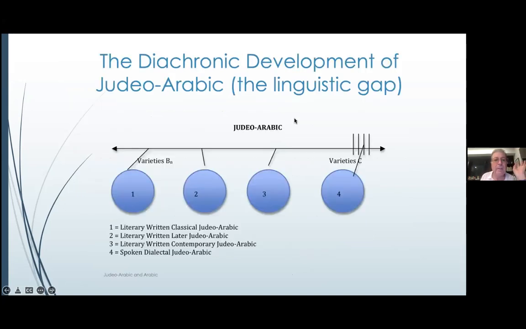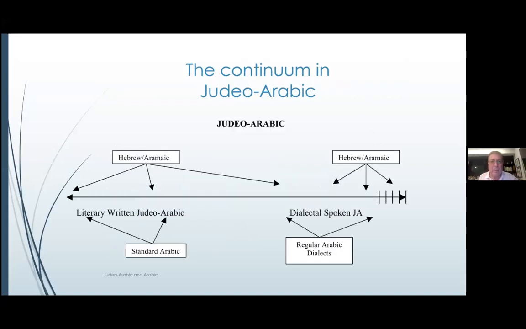I can skip this. This is an interesting diagram that I have here. If this is Judeo-Arabic, here would be the dialects. You see number 4. And here it would be the more literary, but you see the later we are in history, the linguistic distance between the colloquial and the literary is getting narrower and narrower in Judeo-Arabic because of the history. Right, and here it's another diagram of the continuum.